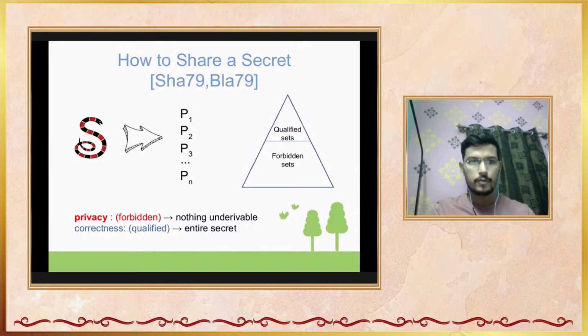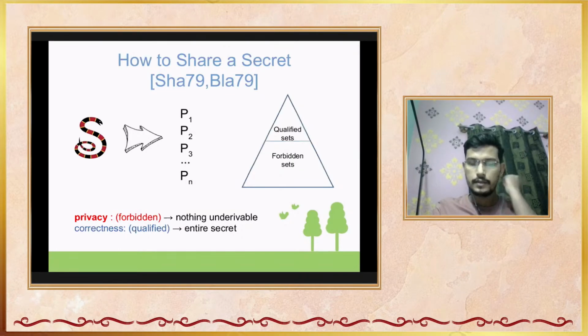The formal definitions of these properties are as follows. We call it the privacy property: any forbidden collection of shares gives you nothing that is not already derivable from the distribution of the secret space itself. And there is the correctness property, which says that if a qualified set pools its shares, you will get the entire secret back.